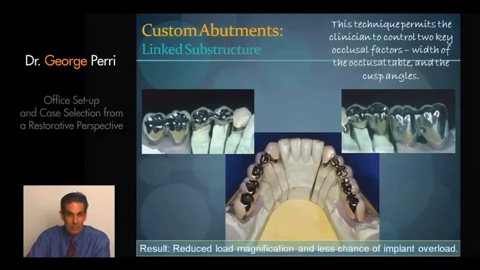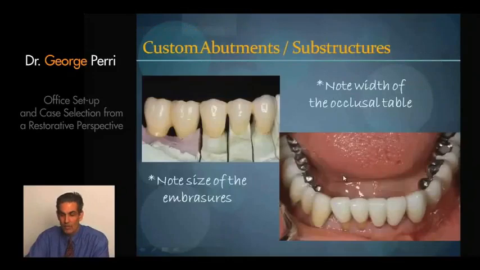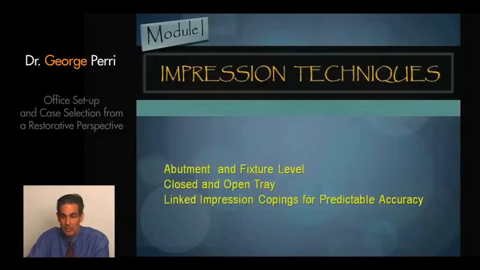The value of the linked substructure instead of separate crowns is that it will share the load more predictably. We can also hopefully plan for and execute ideal hygienic spaces to allow the patient to clean these more easily. Just because we have a linked substructure, that's not a license to go ahead and totally impinge on hygiene space or to eliminate the patient's ability to clean these cases.